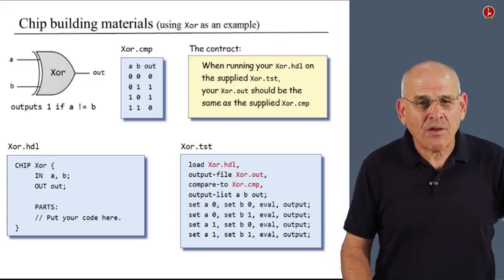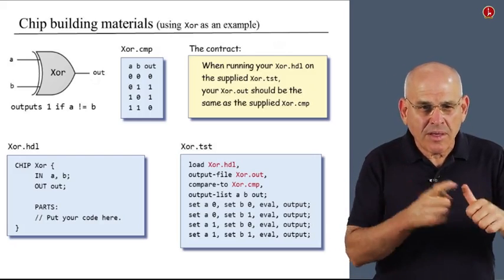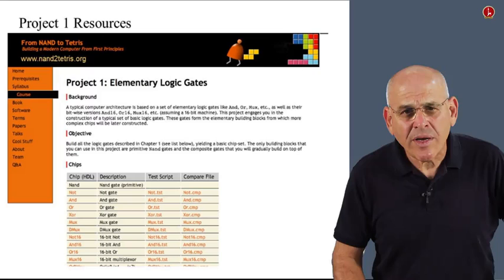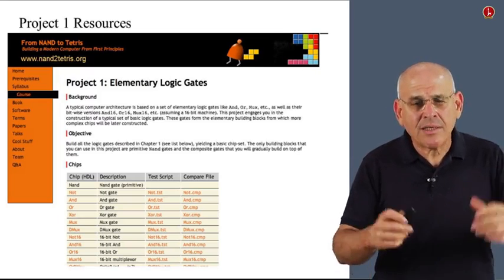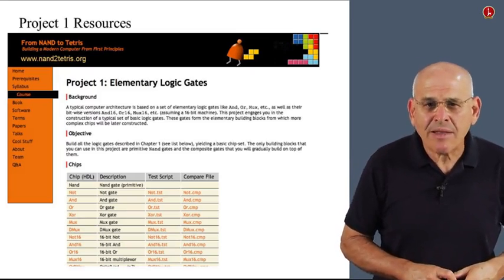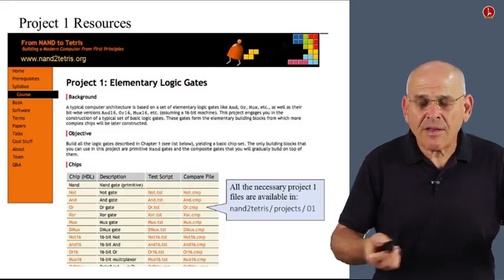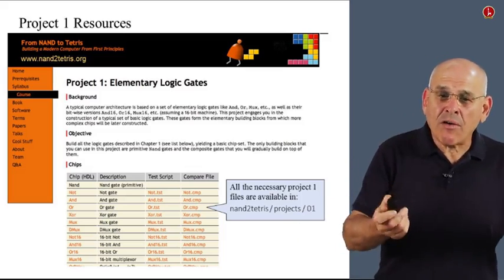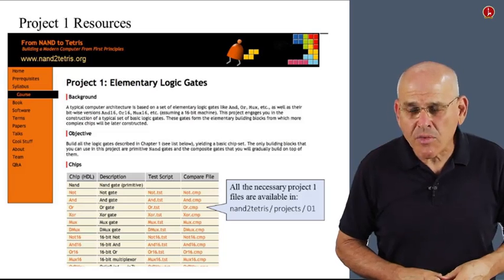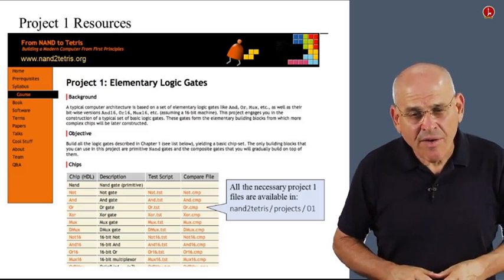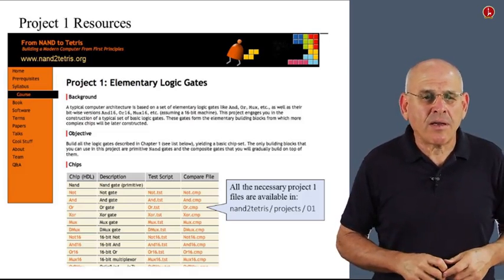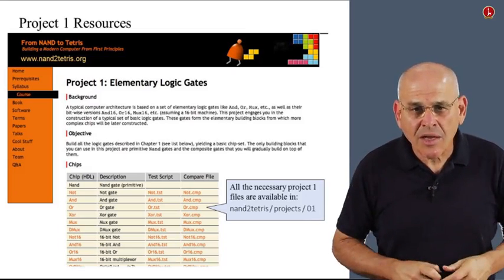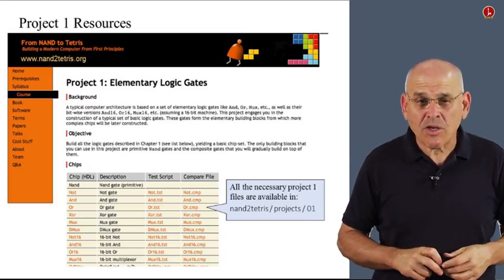So for every chip that you have to develop, we're going to give you a stub file, test script, and a compare file. All right, so the resources of Project One are listed in the NAND to Tetris website. You can look at the different files if you want. And there's no need to download anything, because if you've downloaded the course software suite, then all the necessary files that you need for this project are available in your projects/01 directory, and you're welcome to start working with these files and build Project One.